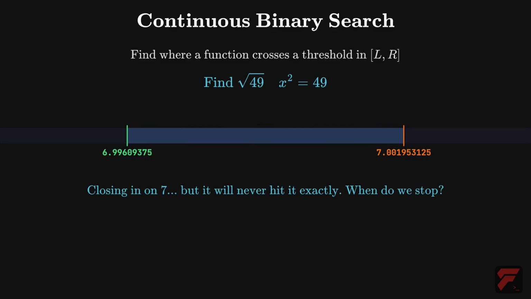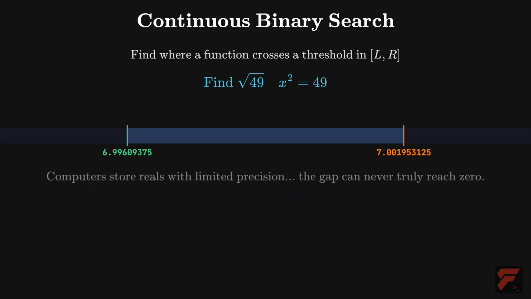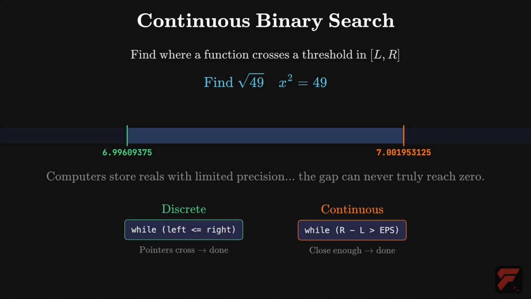So when do we stop? And there's a practical reason it can never collapse. Computers store real numbers with limited precision, floating point. There are tiny gaps between representable values. The interval can never truly shrink to a single point. So we pick a precision epsilon. We stop when the interval is smaller than epsilon.